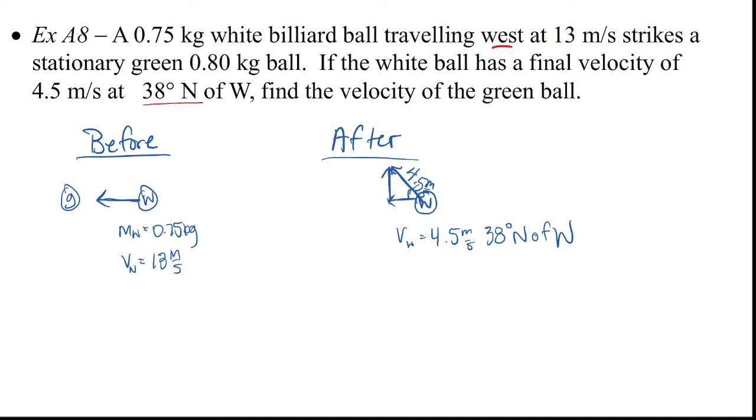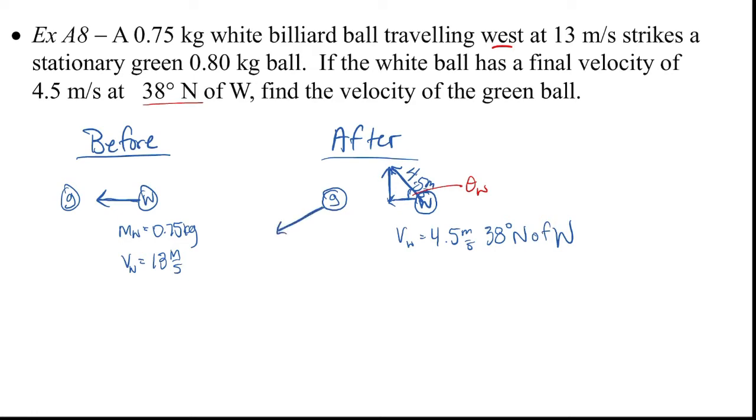I'm going to call that theta w, because it's the angle that the white ball is going off at. And then we have to figure out what is going to happen with the green ball. Because we know momentum must be conserved, and there was no momentum in the y direction beforehand, it should have a momentum of 0 in the y direction afterwards.